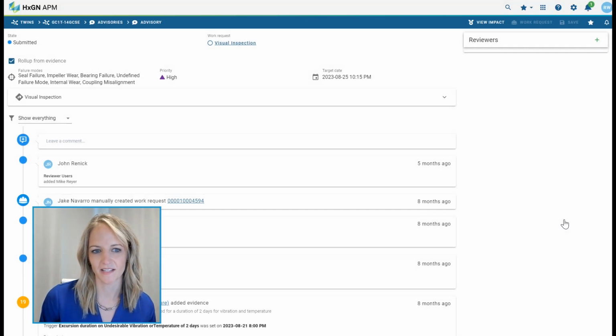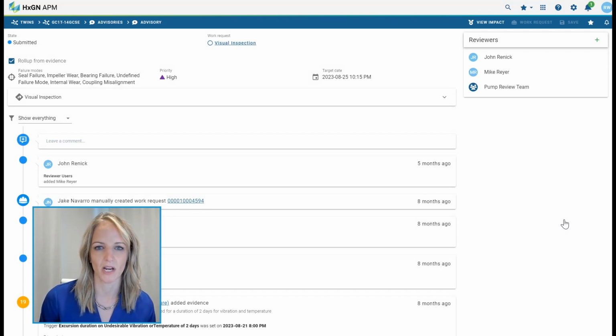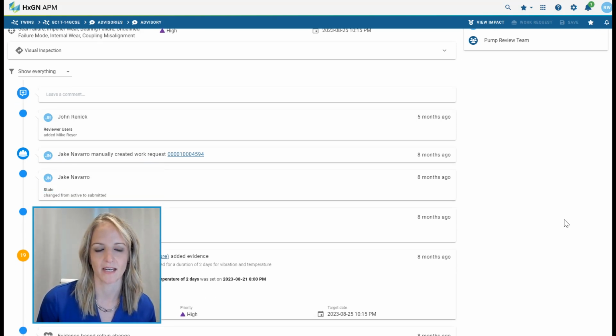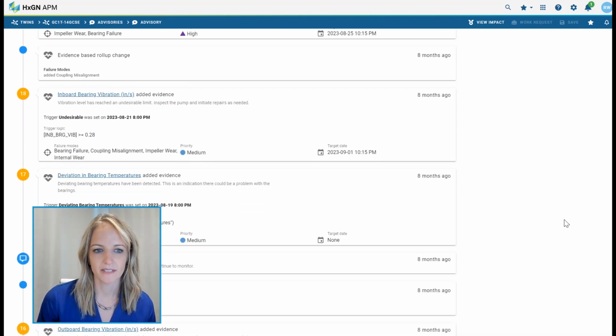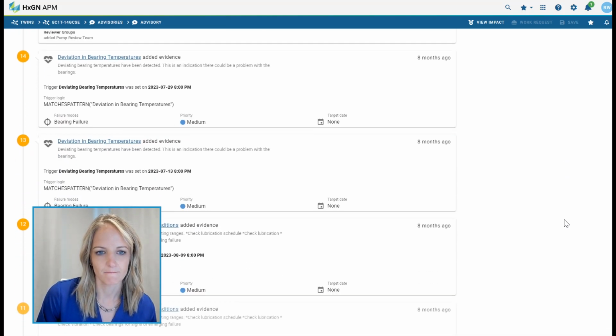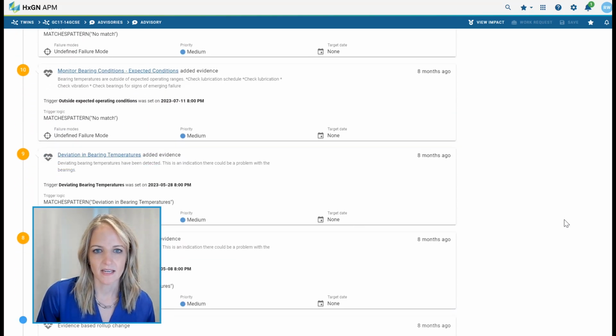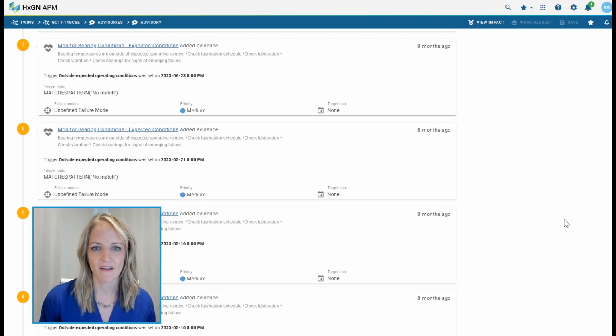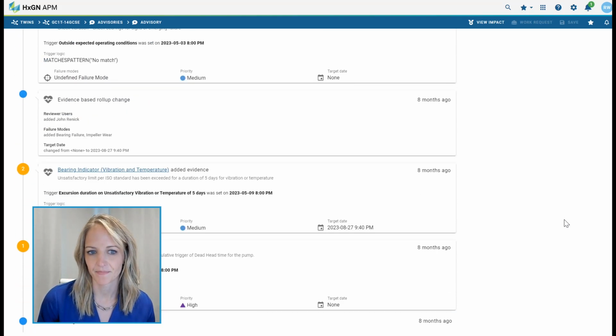So in an advisory, we have some general information at the top: failure modes, priority, target completion date. All of this is pre-configured in the APM application as the advisory is created. If I scroll down to the bottom here, you can see these orange bubbles off to the side that represent what we call evidence against the asset.